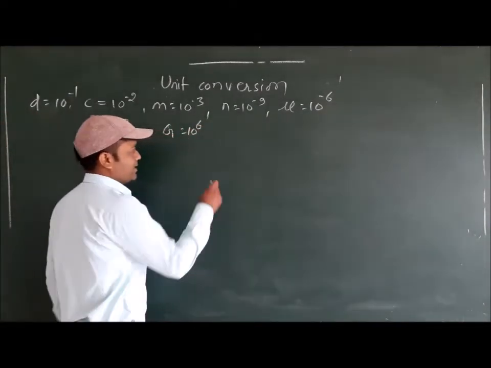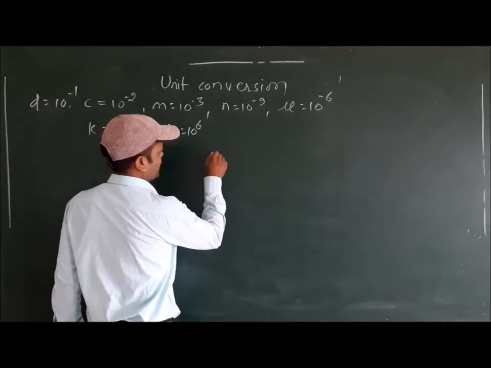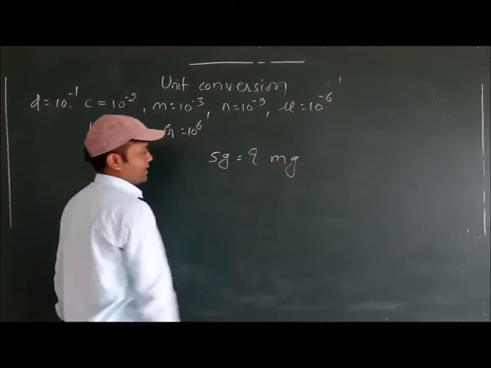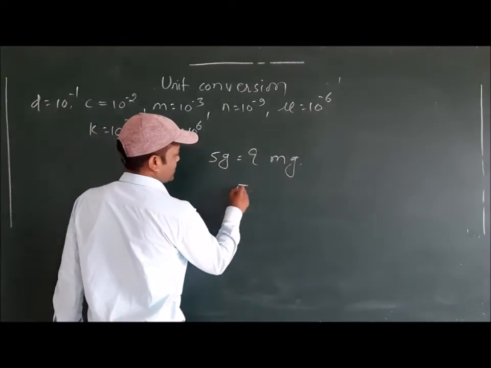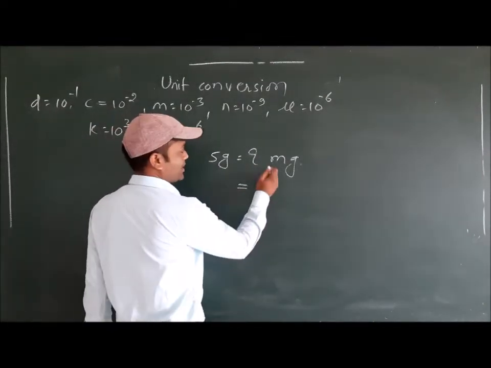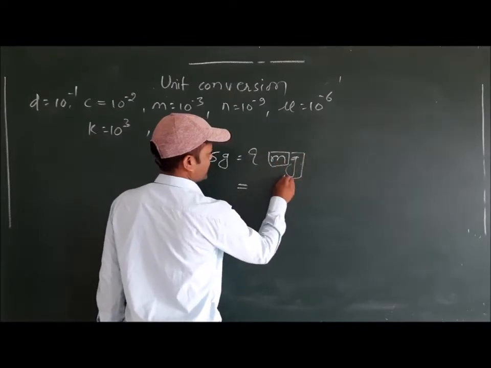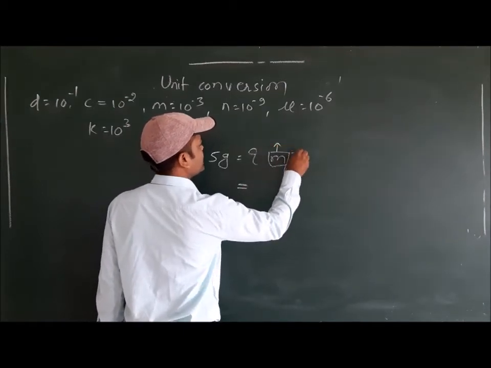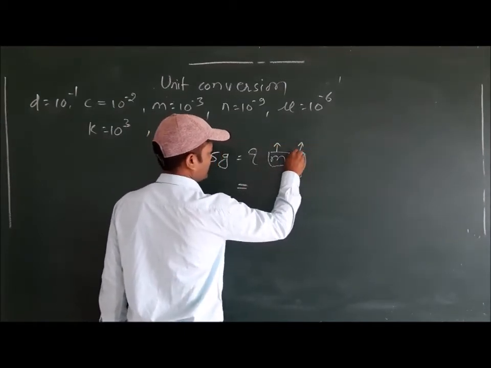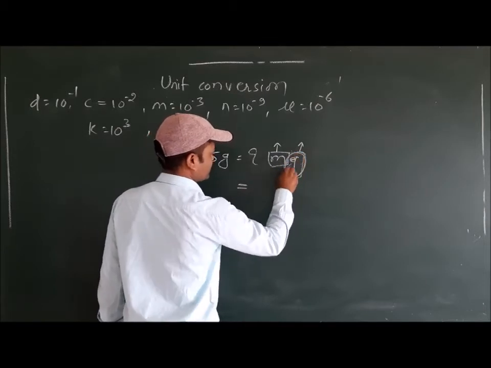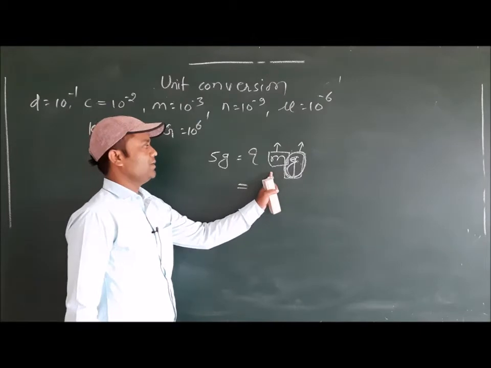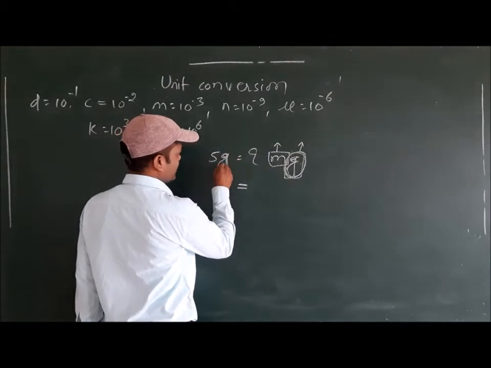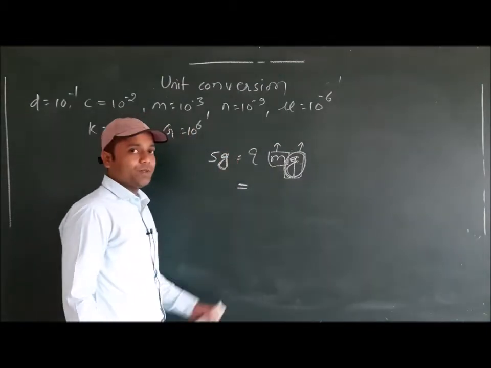One example I again take: if I have to convert 5 gram into milligram, then what I can do, in the first step, we have to separate the prefix and the basic unit. Prefix is milli and basic unit is gram. It never changes. Gram is gram, everywhere gram is there. We have to change the milli. Sometimes we have to remove the prefix, sometimes we have to add the prefix.